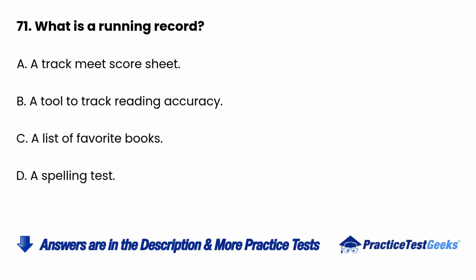71. What is a running record? A. A track meet score sheet. B. A tool to track reading accuracy. C. A list of favorite books. D. A spelling test.